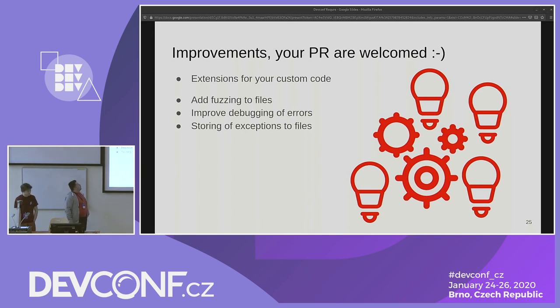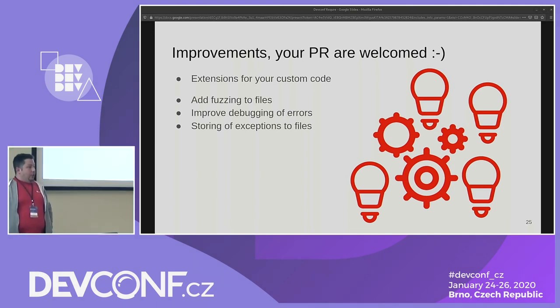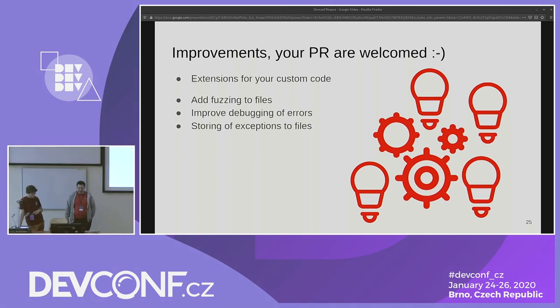So please, your PRs are very welcome. We are using it for testing our code, and for us it's a perfect project, but probably you also need it to simplify your integration and E2E tests. And we need your help here, for example, if you are interested in fuzzing, we would like to add this to our projects, but we have no time to do that. So please add your pull request.